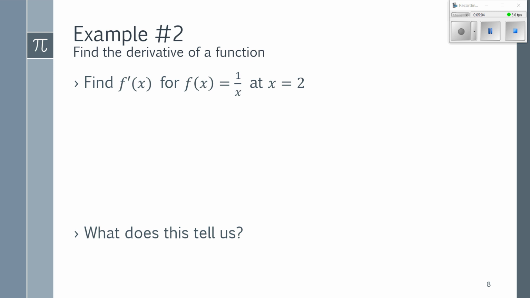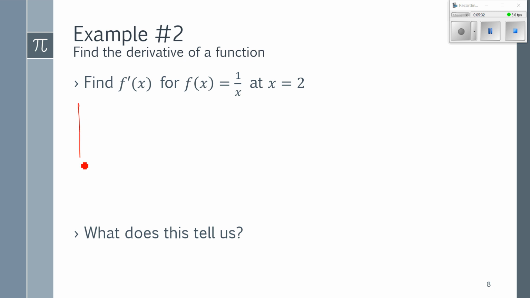I want to find the derivative for f of x, which is equal to 1 over x this time, at x equals 2. So I do know what x is here. And for this, I know we've done this one when we did rates of change using our difference quotient. I want to use the alternative definition for derivative just so you have a chance to see it.